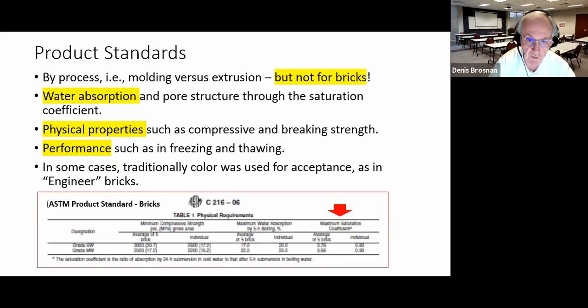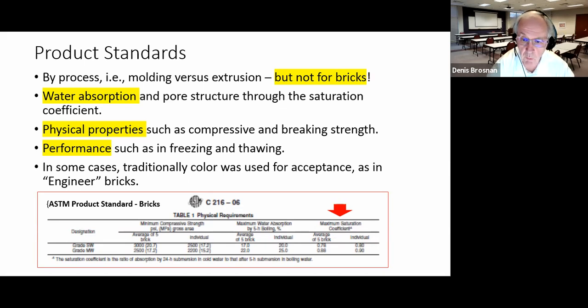Now, product standards in products like tile will usually differentiate between extruded tile and pressed tile. Not for bricks. Our product standards in the United States are the same for both molded and extruded products. I've never agreed with that because they have different characteristics. But the people that make consensus standards prefer to have all bricks be the same as an engineering material.